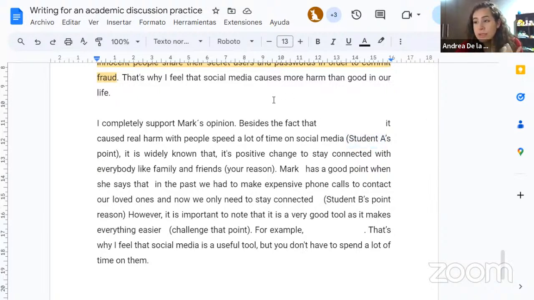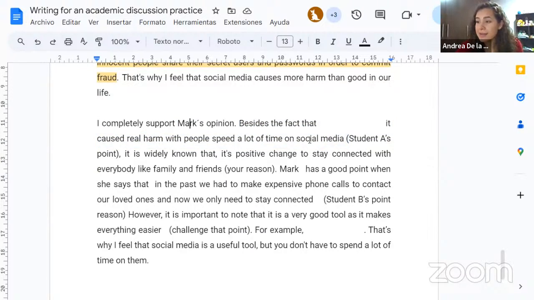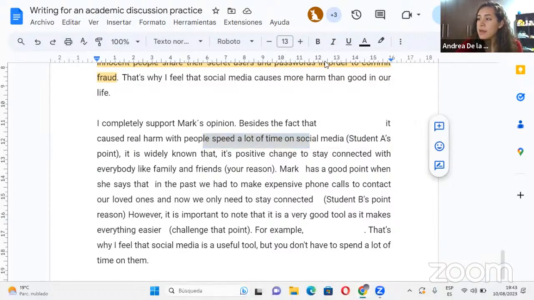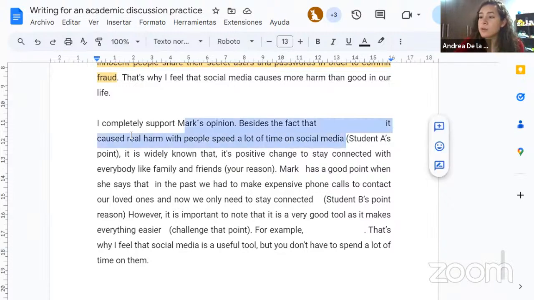The student that you agree with here is Mark. So what you have to do in this first part is summarize Mark's reason. Mark didn't say anything about this, right? Mark actually had a different opinion. Mark said that social media is a good thing. So this is Susan's opinion. You're getting confused. You're talking about Susan here where you should have talked about Mark.